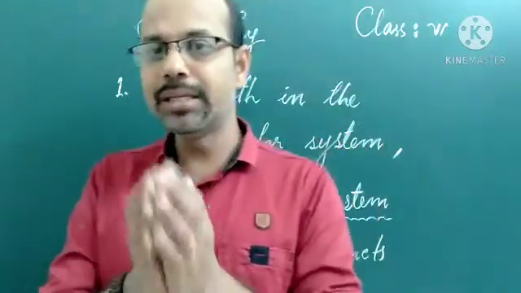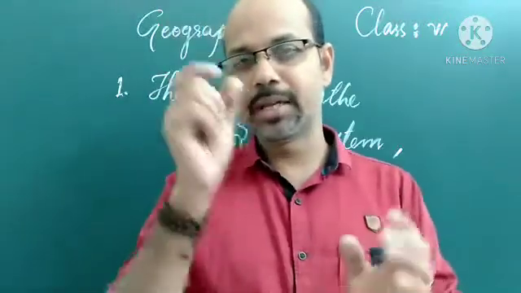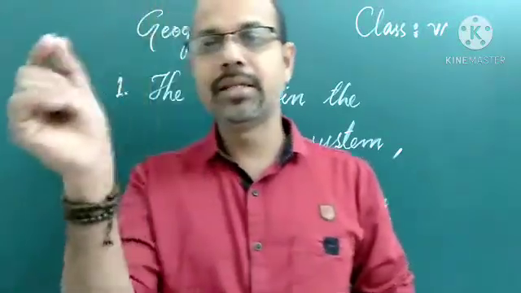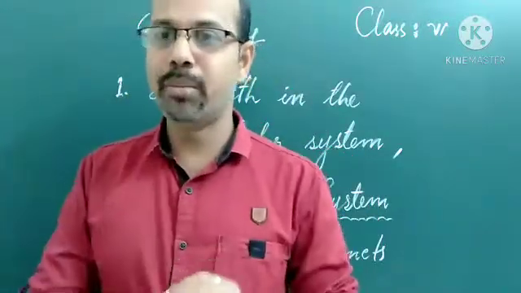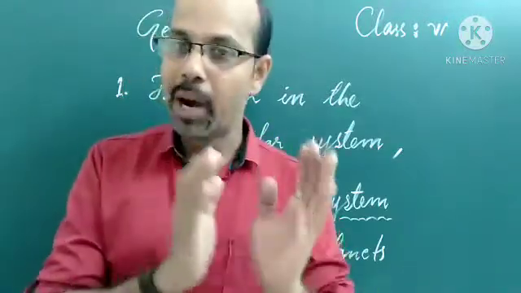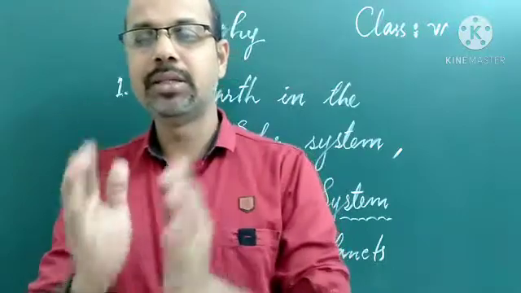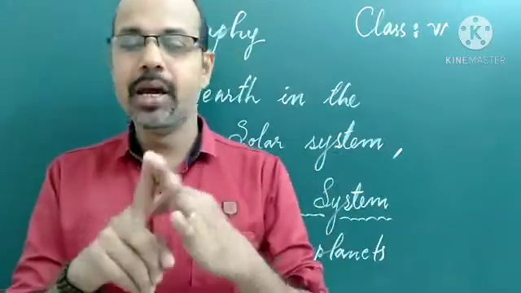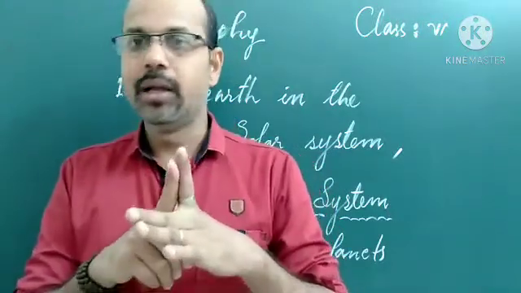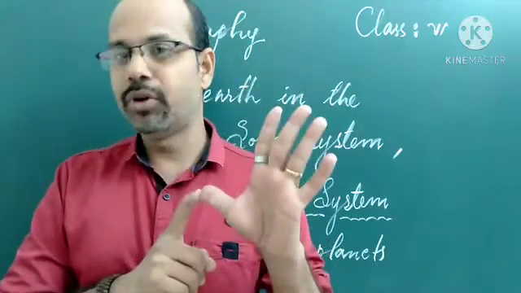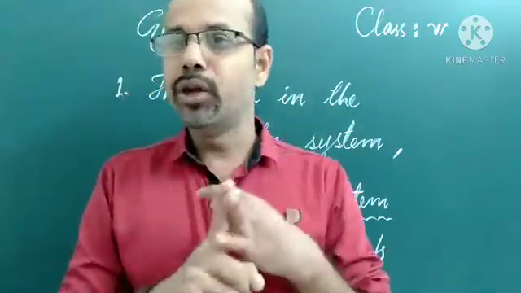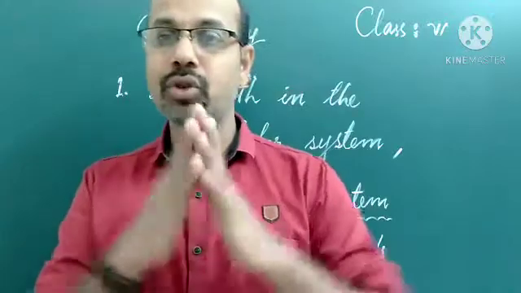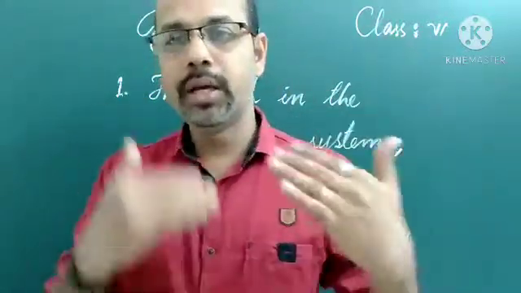There is an easy way we can remember all these names, the 8 names of the planets. There is a sentence given: my very efficient mother just served us nuts. My for Mercury, very for Venus, efficient for Earth, and mother for Mars. Then just for Jupiter, served for Saturn, us for Uranus, and nuts for Neptune. So this is an easy way to remember all the names in sequence.